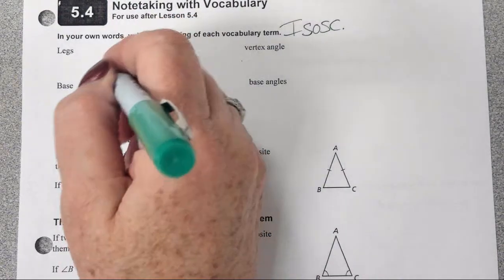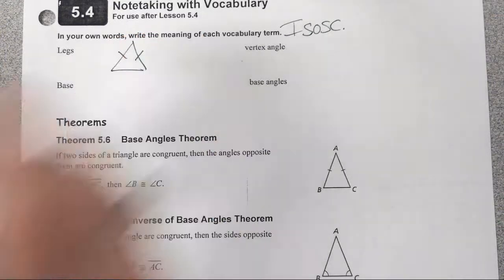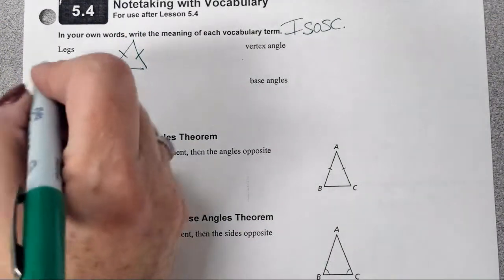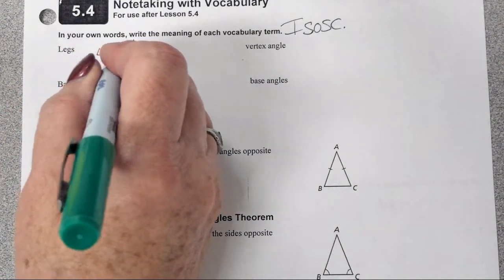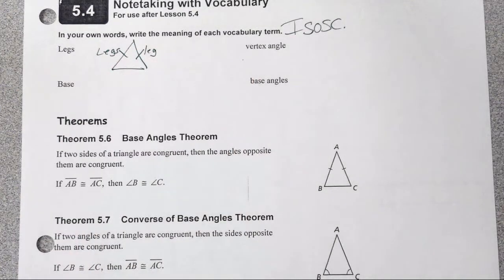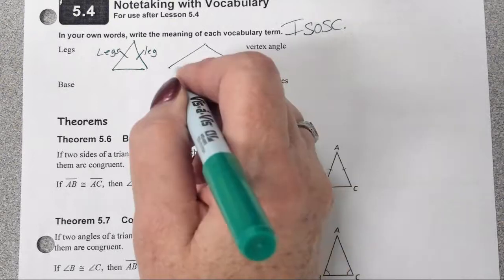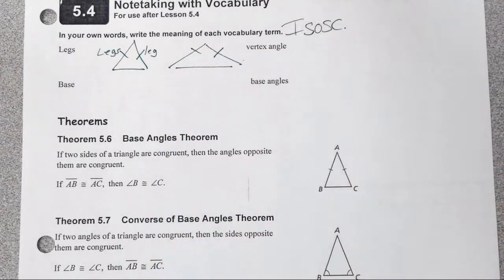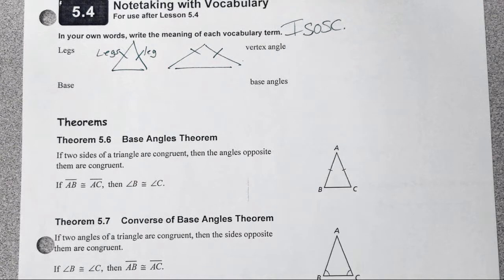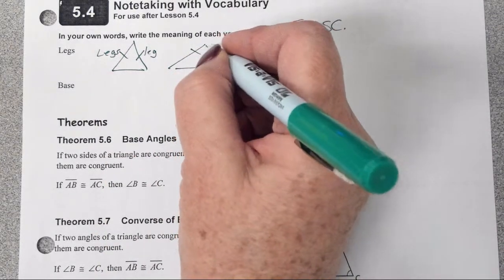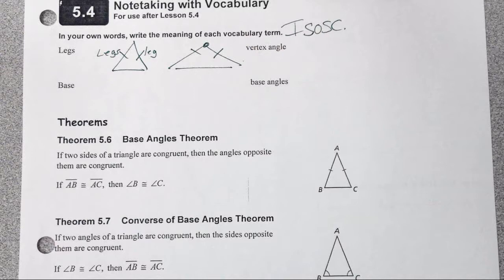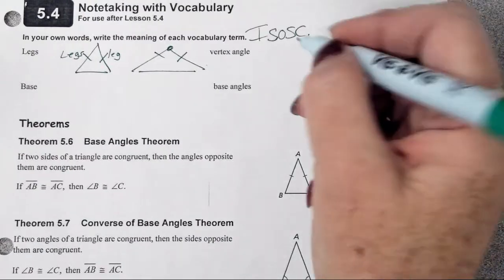And if we draw an isosceles triangle, the two congruent sides are called the legs. Now remember, it doesn't have to be an acute isosceles triangle. It could also be an obtuse isosceles triangle. But the sides are still the legs. And that's going to be the two sides that connect around that angle.